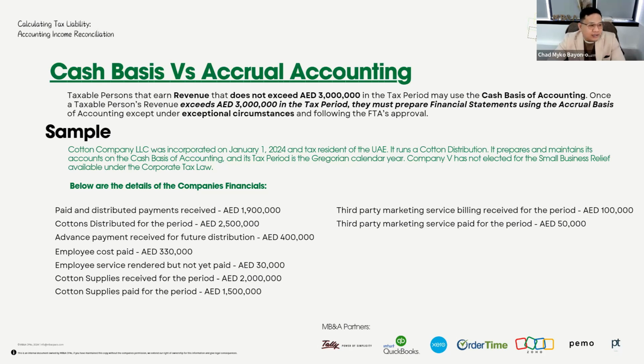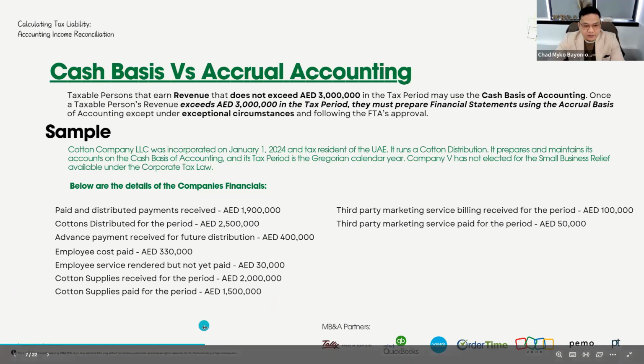Okay, so it is under exceptional circumstances. If it is only for one tax period that you exceed 3 million, then that's absolutely fine. But it should have an approval by the FTA. Okay, so that's for the trivia.